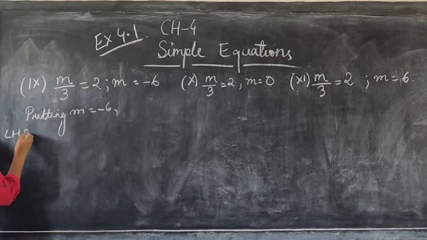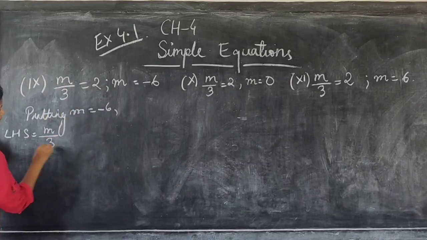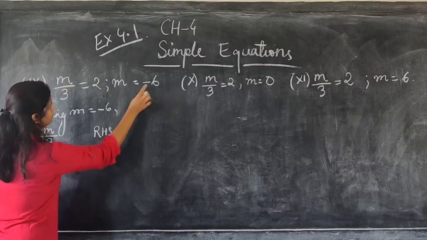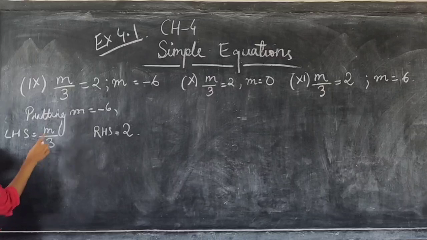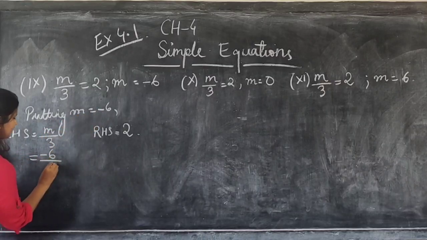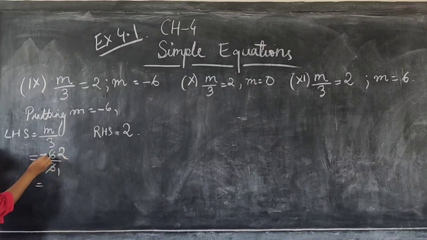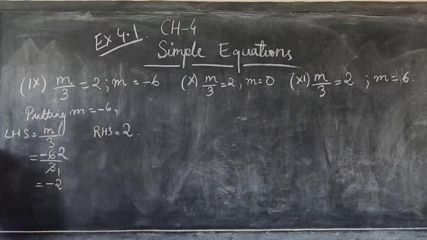Left hand side. What is the left hand side? M by 3. So M divided by 3. And your right hand side is equal to, this one, 2. Yes? So what is the value of M? Minus 6. So minus 6 divided by 3. So we know 3 ones are 3, 3 twos are 6. Divide 6 by 3. Yes? And there is one minus sign. So it will be minus 2.